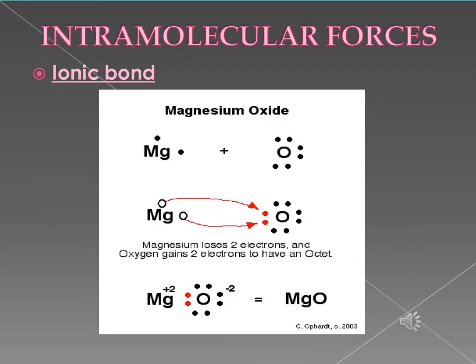Another example of ionic bond is magnesium oxide. This magnesium, which is a metal atom, has two extra electrons and it will transfer its two electrons to the oxygen atom, which is a non-metal atom. So magnesium will lose two electrons and become positive charge, and the oxygen will gain two electrons and become negative charge.